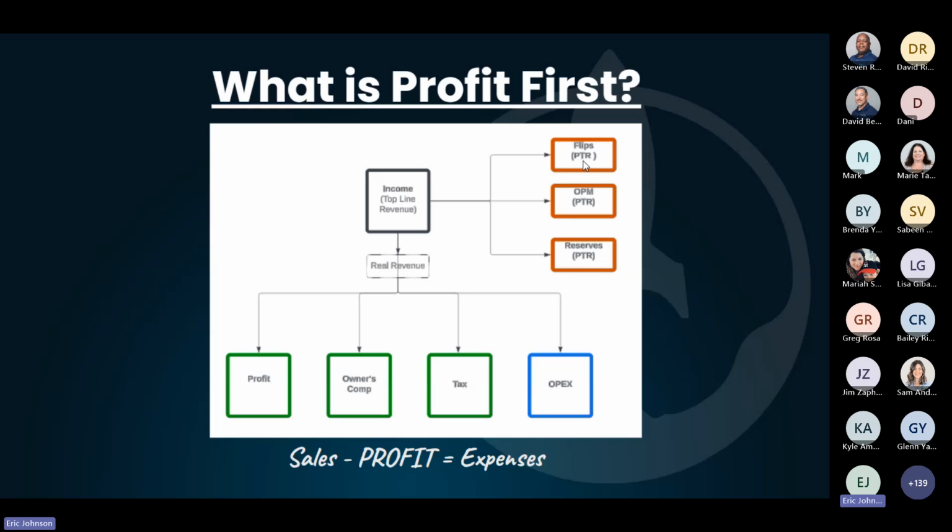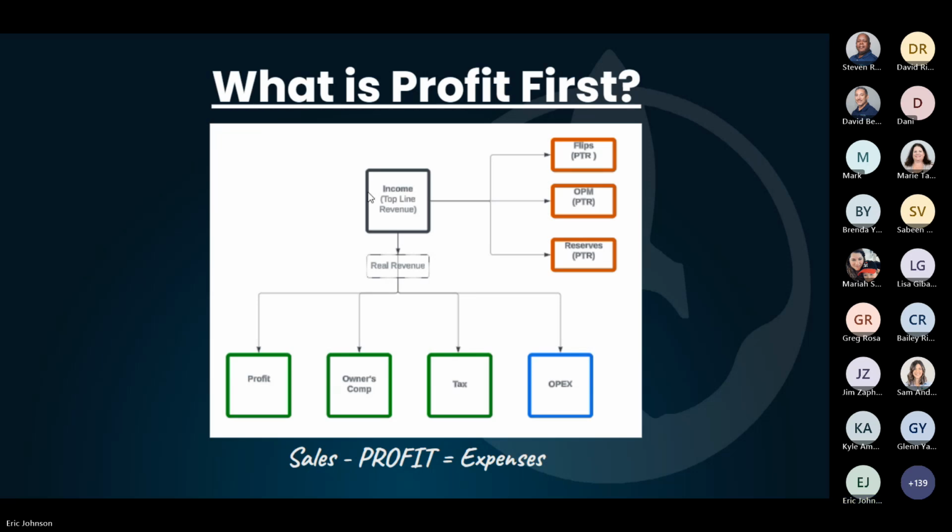PTR stands for pass-through revenue. You're going to hear that phrase a lot. Pass-through revenue is going to be all of the transactions that are directly related to the deals that you're working. All right, so we're going to segregate all of those transactions into this section.